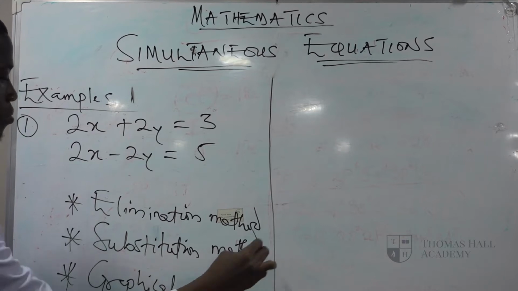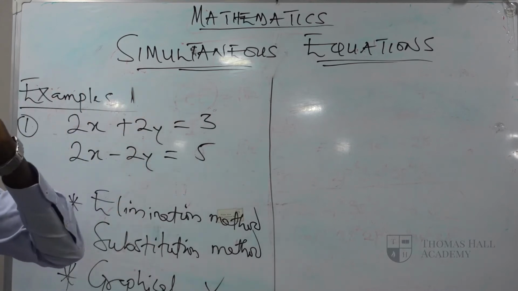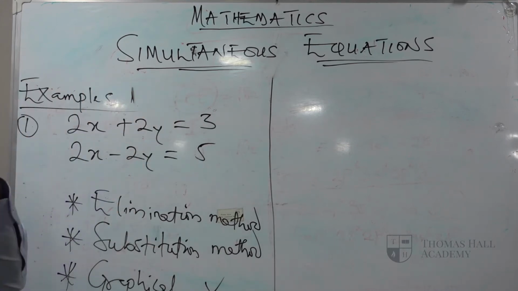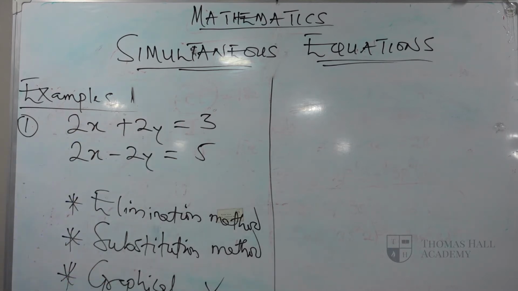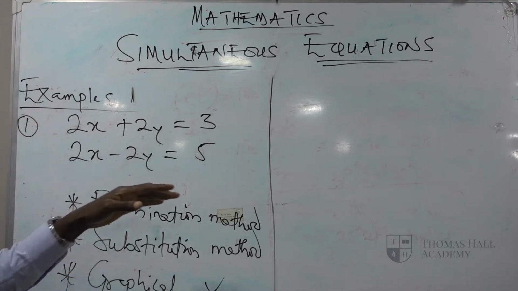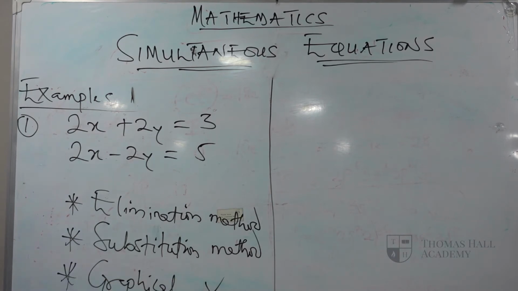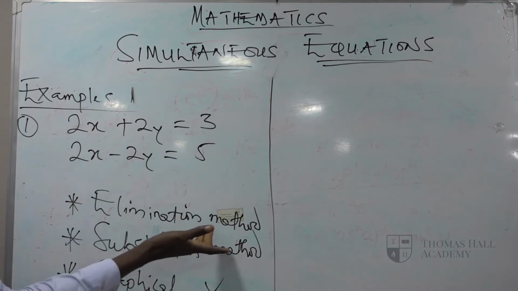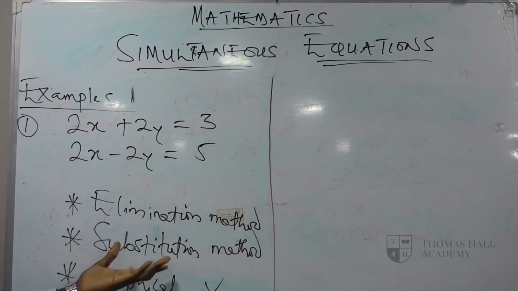Now, each of these methods, when you use them for any simultaneous equation, will give you the same answer, the same values for x and y, or a and b, c or d, whatever variables are in the equation. So if you decide to use the elimination method and some other person decides to use the substitution method, you will get the same answer.